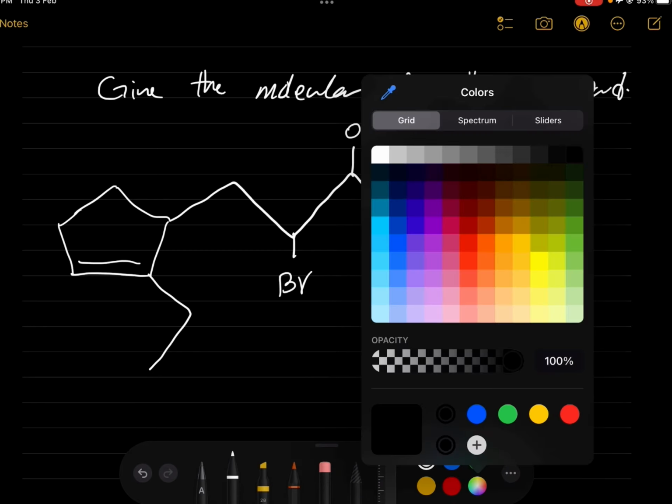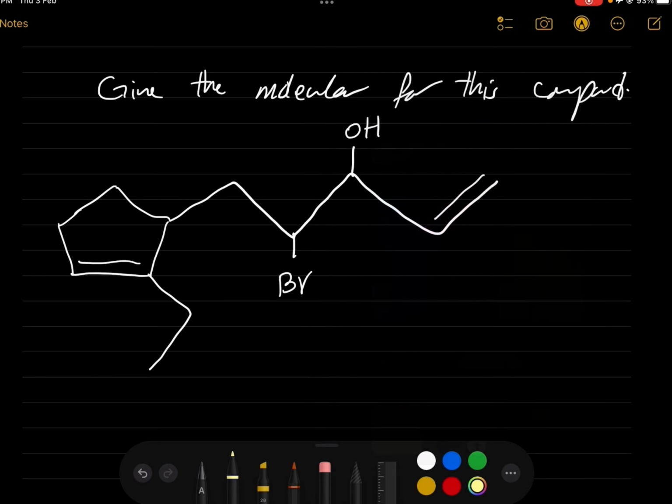First, you will start counting the number of carbon atoms. We will start from this one. You can start from wherever you like, it doesn't matter. This is 1, 2, 3, 4, 5, 6, 7, 8, 9, 10, 11, 12. Then we have C12, we have 12 carbons.